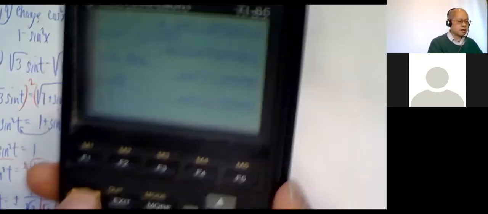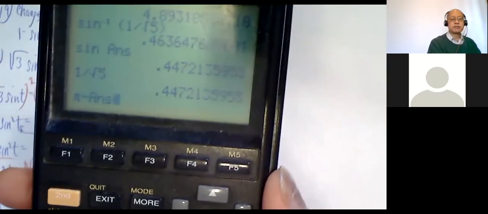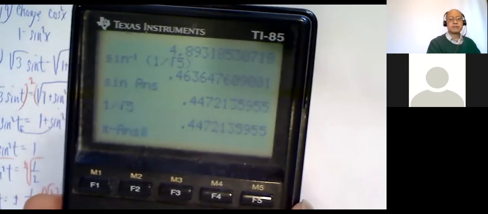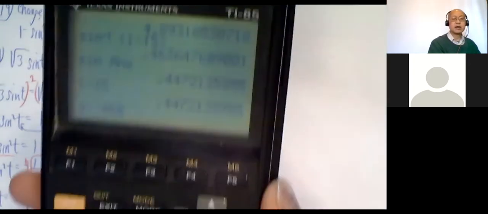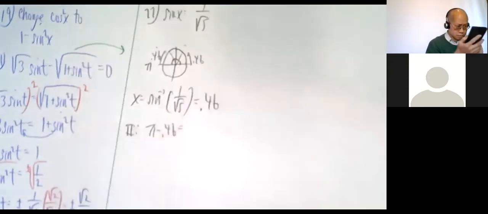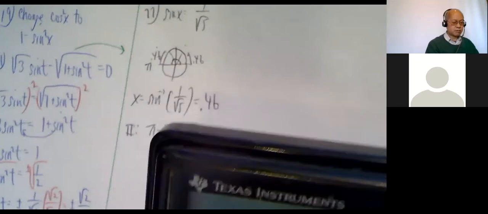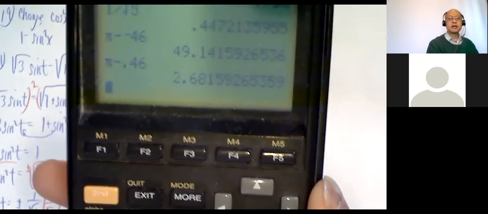So let me hit pi minus answer. Oops, that's all right. The answer is 0.44 there. Sorry, I don't want that. So let me just do pi minus 0.46 as a round off, right? I didn't do that right. I hit the wrong button. I'll get there. Pi minus 0.46. 2.68.